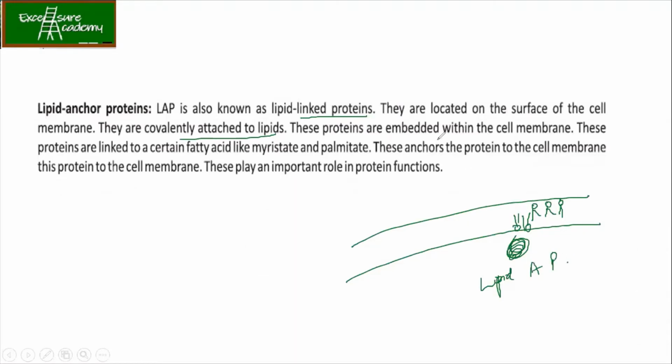These proteins are embedded within the cell membrane. They are linked to certain fatty acids like myristate and palmitate. So guys, this is something which you need to remember. These anchor the protein to the cell membrane. They play a very important role in protein function. किस तरह का? Mainly in cell signaling; we'll see what roles different kinds of peripheral proteins play.